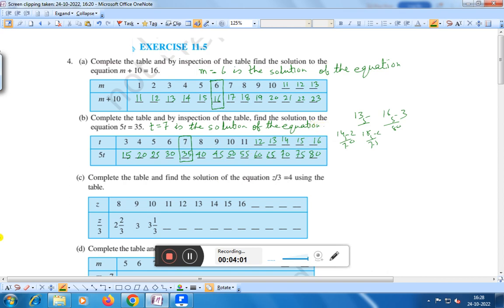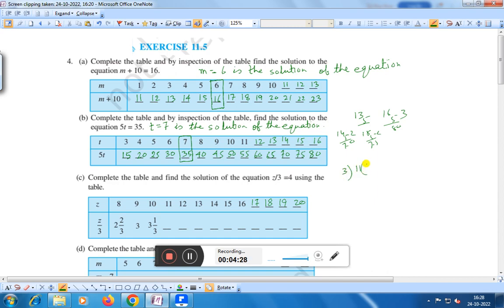Now, question number C. Here you see, z equal to 8, 9, 10, 11, 12, 13, 14, 15, 16, 17, 18, 19 and 20. Z by 3, that is 8 by 3. The first one is 8 by 3. Then it is 9 by 3. It is 10 by 3. Then 11 by 3.